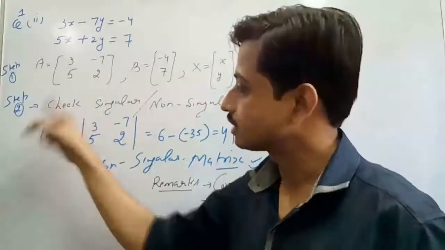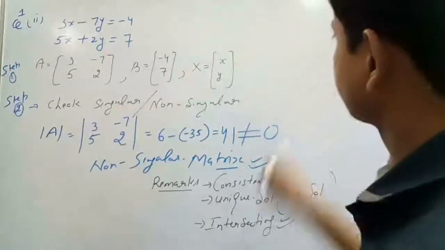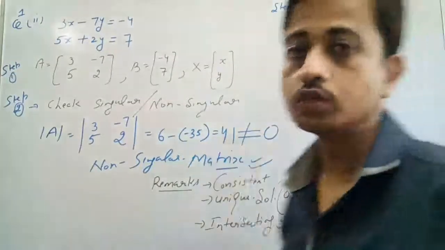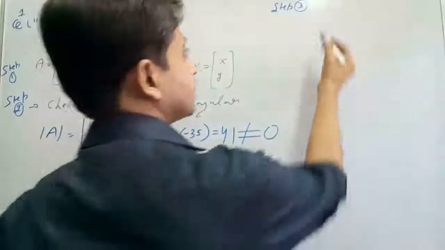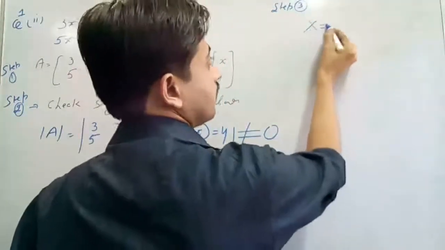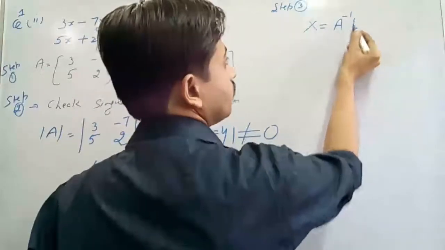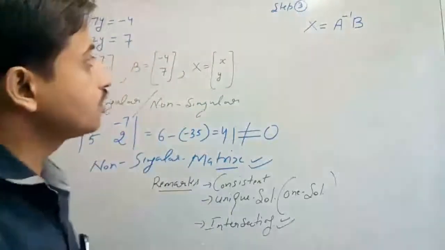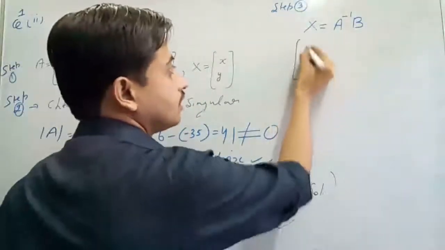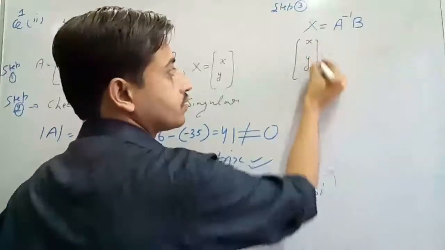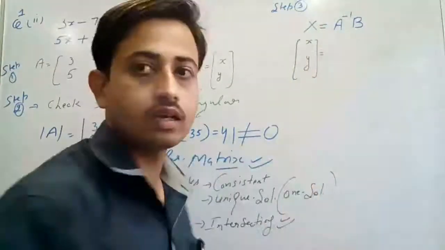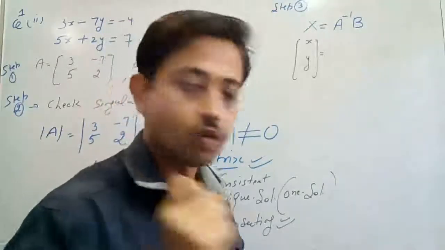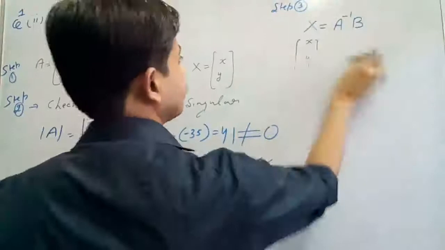Now our step three. Use the matrix method. And what is the matrix method? X is equal to A inverse B. This is our step three. Now you have to put the values. What is X? X is your variables x and y. What is A inverse? It means firstly we have to calculate the A inverse.